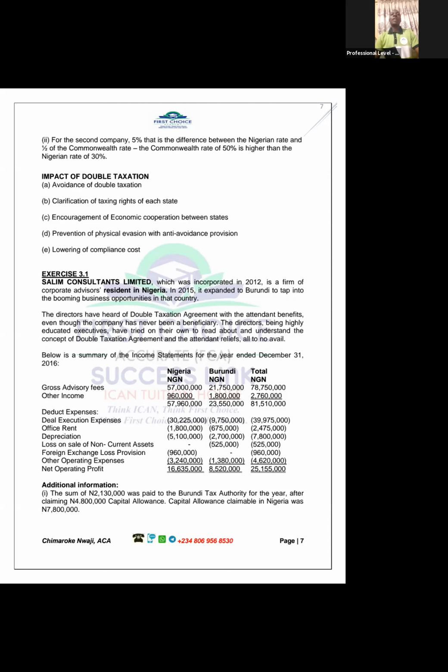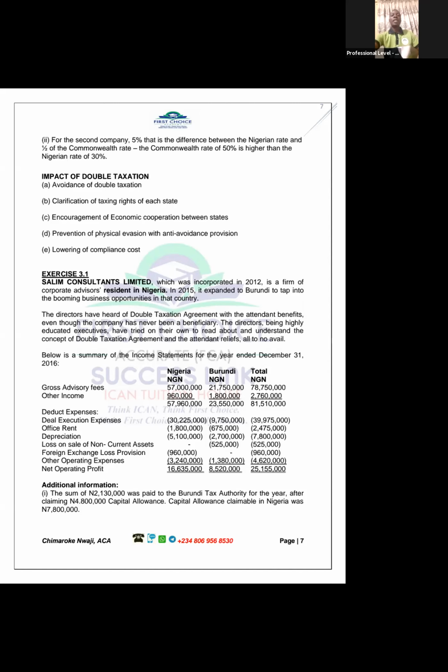So look at the gross advisory fees, other income, deduct expenses. We have deal execution expenses, office rent, depreciation, loss on sale of non-current assets, foreign exchange loss provision. This is because of the fluctuation in currency. So they will have foreign exchange, either gain or loss. Okay. Other operating expenses and net operating profits. So these are their profits.